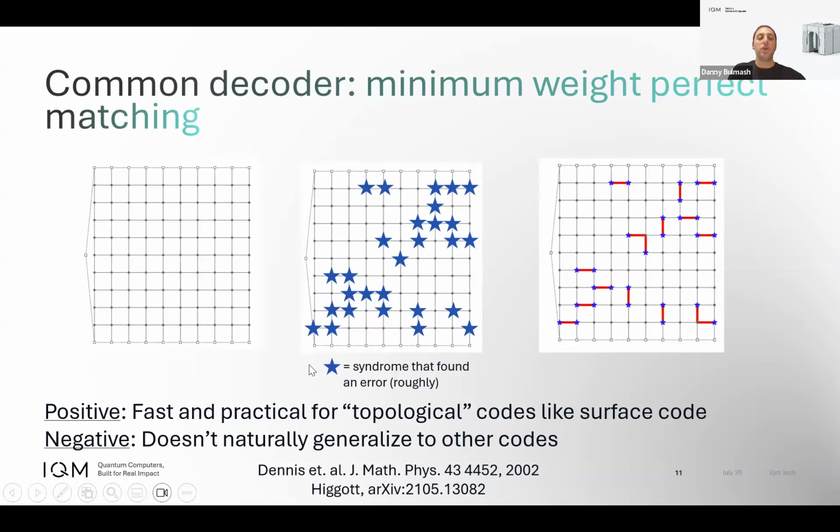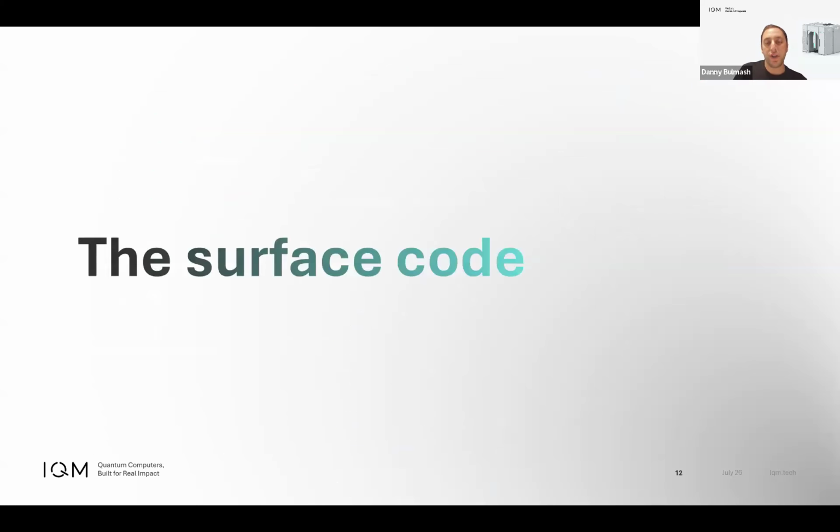Now, this decoder doesn't naturally generalize to other codes, but people have built software packages that implement minimum weight perfect matching, and the surface code's a really nice code. So we're going to work with that today. So those are the key points that I wanted to remind you of from yesterday. Before I move on to introducing the surface code, let me pause and see if there are any questions.